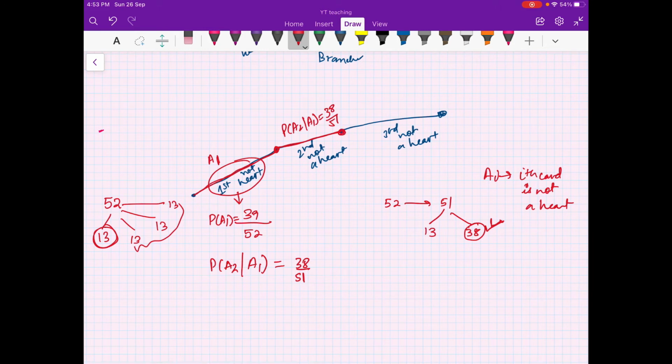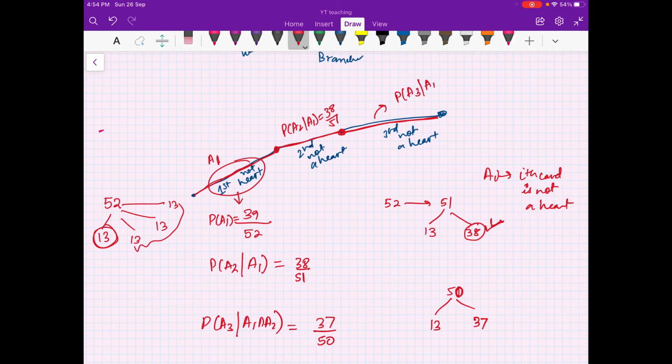And now you want that your third card is not a heart. So now you see, you had 50 cards, and you are sure that out of these 50, all the hearts are still intact because you have not taken any heart out, right? So 13 cards are heart, and you have 37 other cards which are not heart. So the probability of A3, that the third card is not a heart, given that A1 and A2 have already occurred, will be 37 by 50. Fine. So it means that this branch has the probability of A3 given A1 intersection A2 equal to 37 by 50.